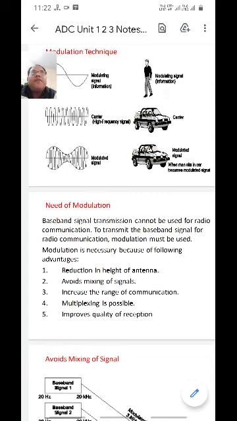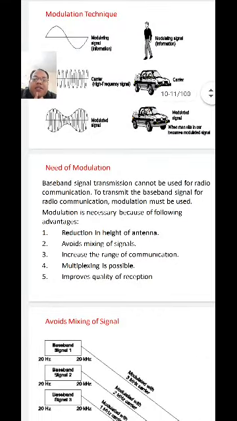Very high frequency is needed for transmission over a far distance. Modulation is necessary because of the following advantages: reduction in height of antenna, avoids mixing of signals, increases the range of communication, multitasking is possible, and improves quality of reception.